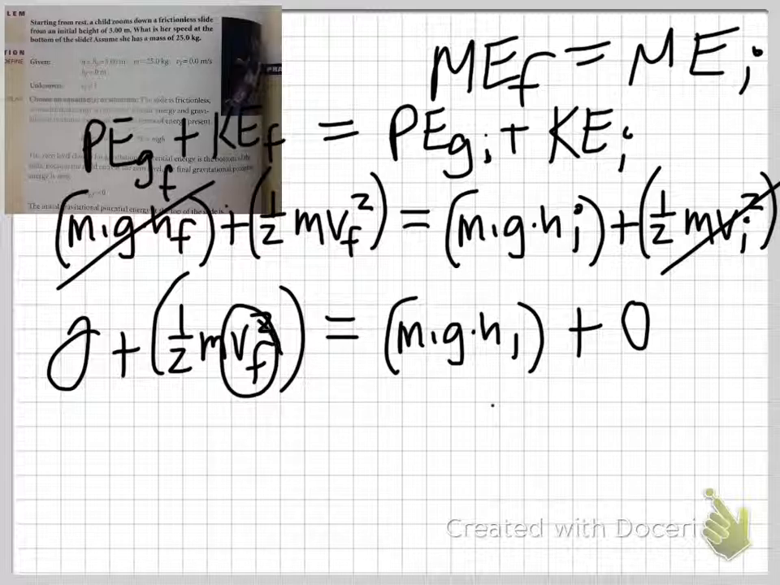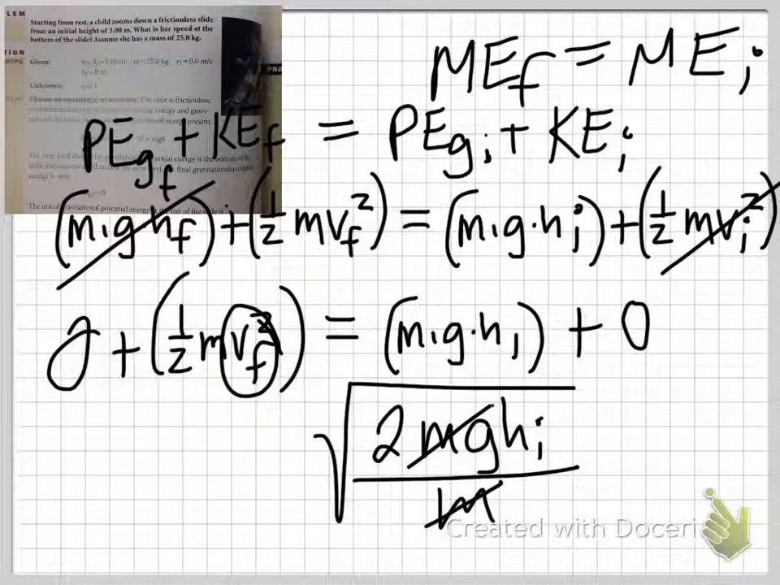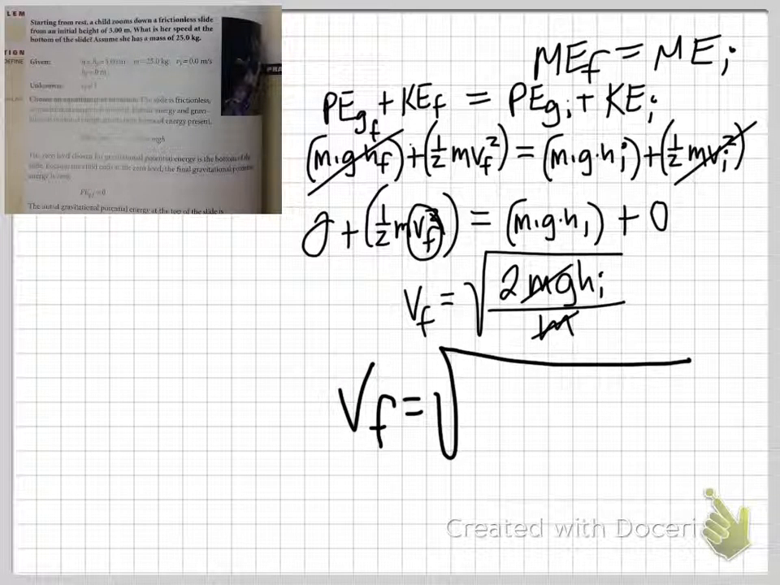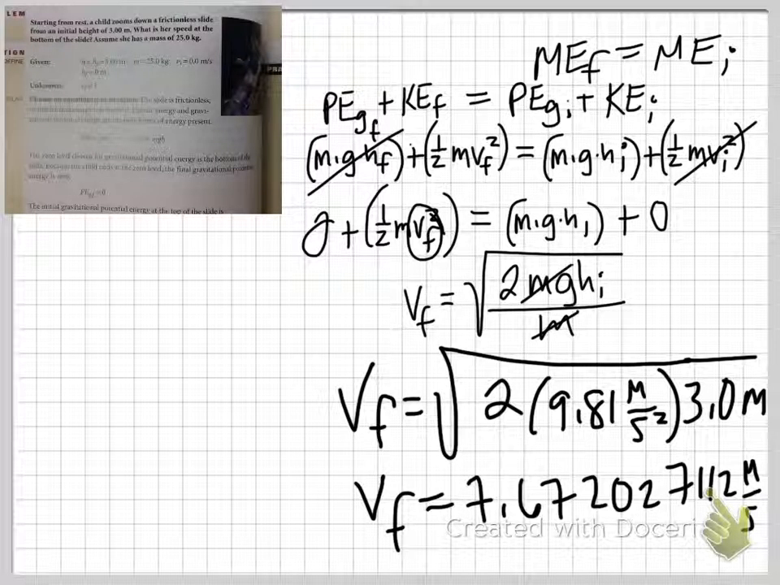So if we want to solve for this, it's just algebra at this point. So 2 times mass, gravity, initial height, divided by her mass, so our masses cancel, square root thereof gives us our final velocity. Much simpler, I think. Much prettier. So now we can start plugging in values. We have a final velocity equal to the square root of 2 times 9.81 meters per second squared times 3 meters.